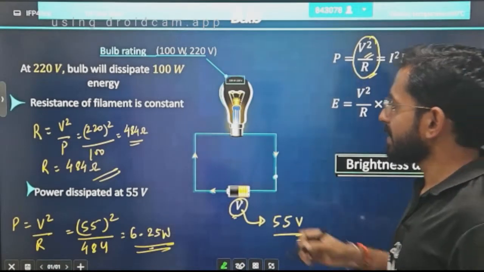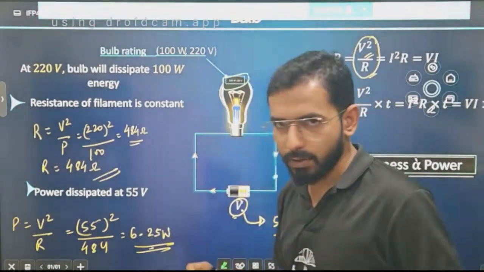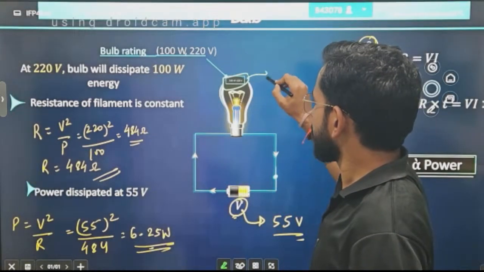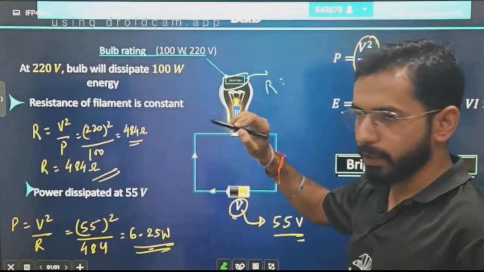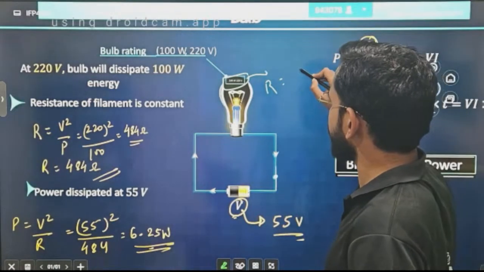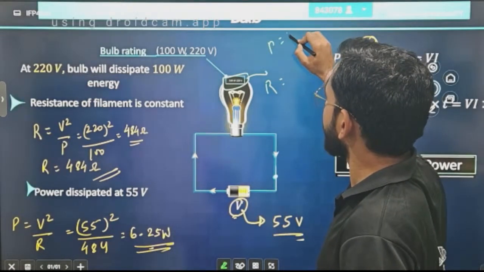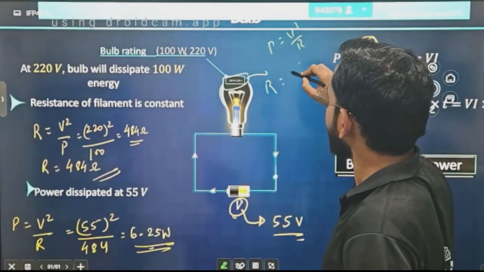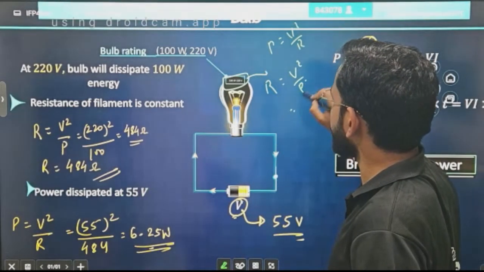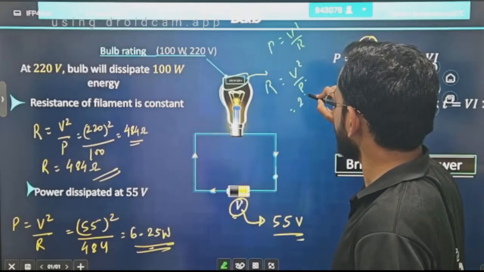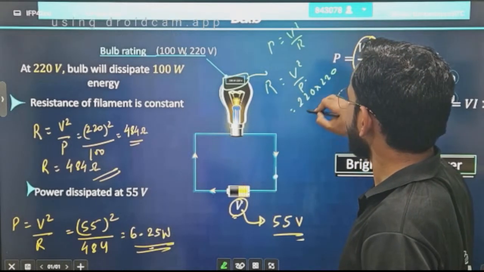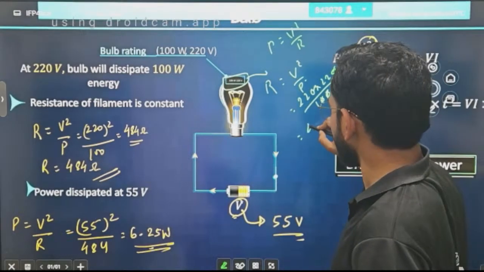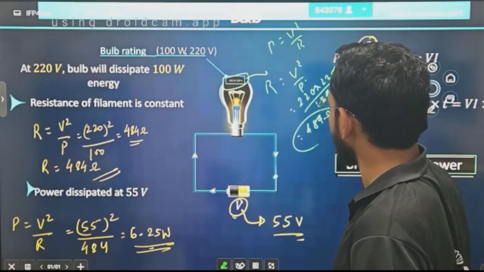The rating that is already given is not going to judge the thing. Firstly calculate the resistance from this rating. Power can be written as V square by R, the formula we saw in the last lecture. From here R will become V square by power. V square is 220 into 220 divided by power, that is 100. That means 22 into 22, which equals 4840.